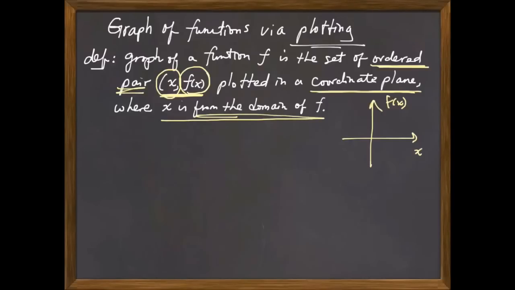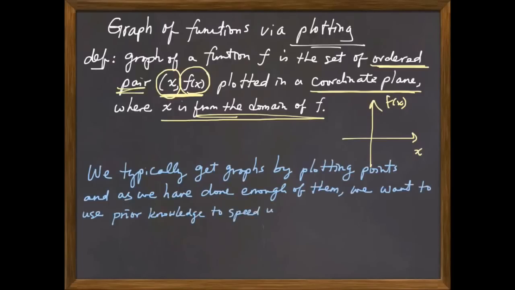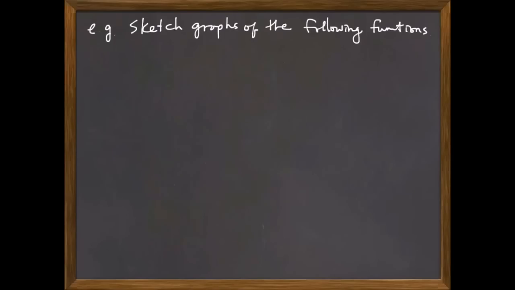At the beginning, as we're just learning the graphs of functions, we typically get graphs by plotting points. And as we have done enough of them, we want to use this prior knowledge that we've built to speed up the graphing process. Let's look at a few examples next.